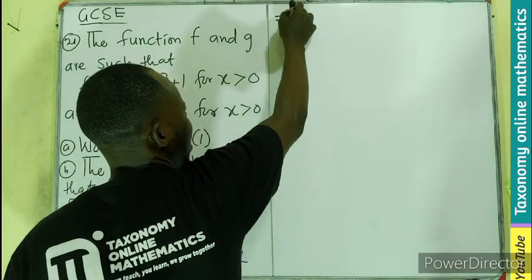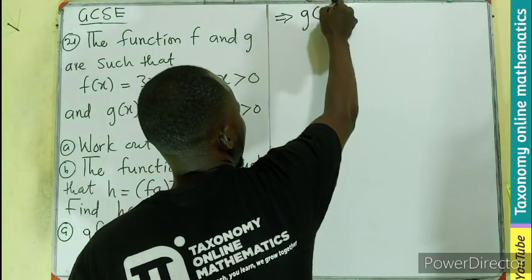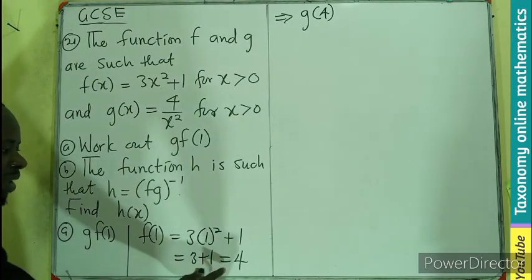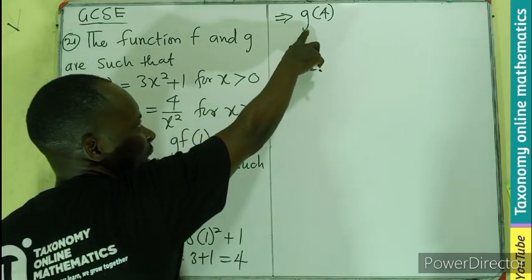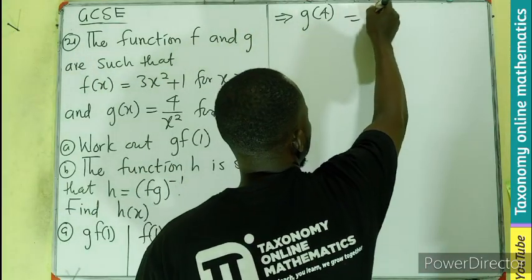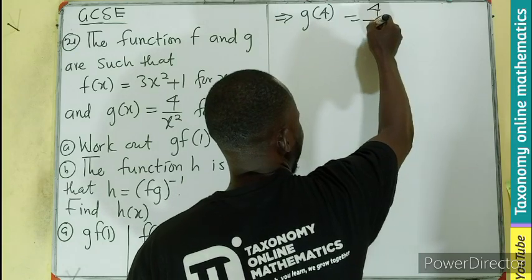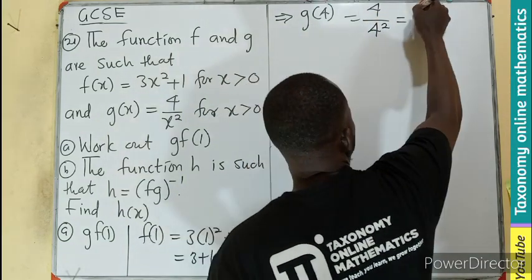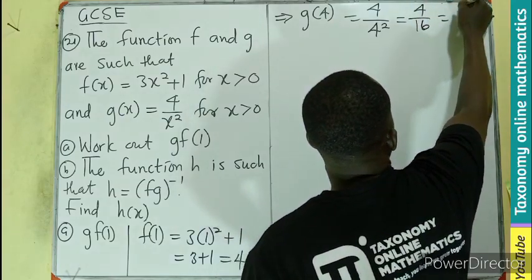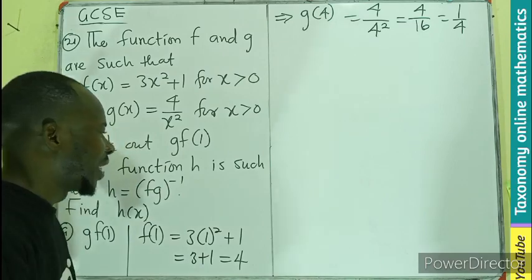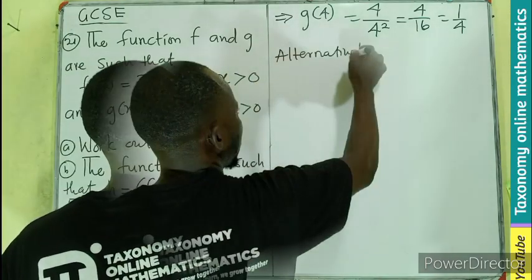Meaning the whole of this is going to be 4, and that will still be translated to g of 4. We are replacing the whole of this by its value in the function g. And g is defined as 4 divided by x squared, and the x is what? 4 squared. That will be 4 out of 16, which is 1 out of 4. You get your answer, just like I said in the beginning.